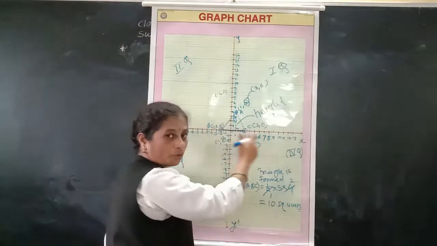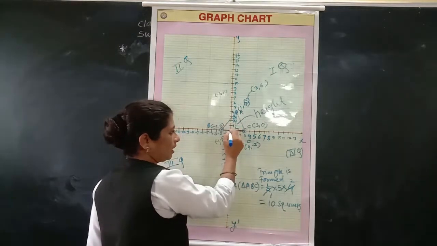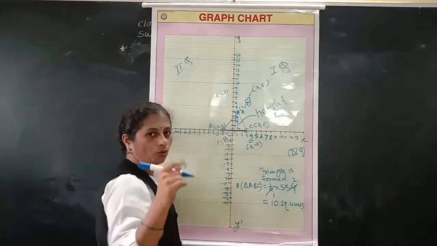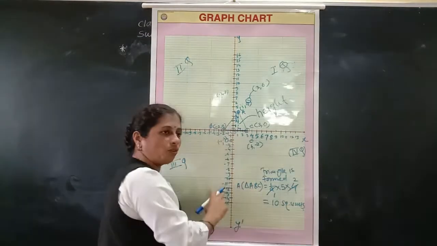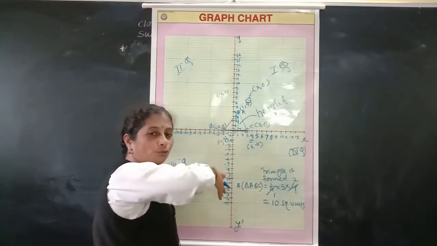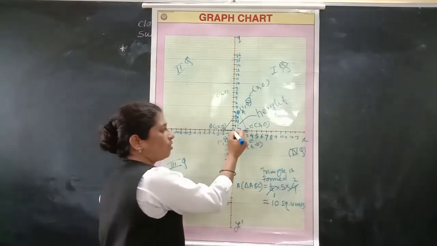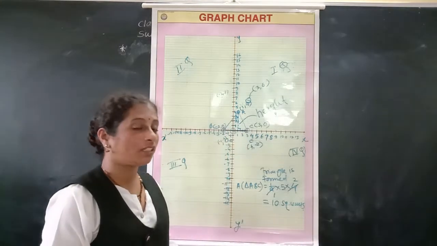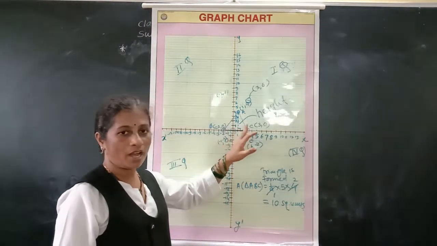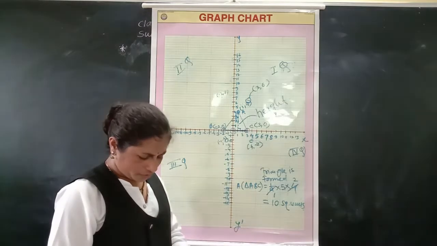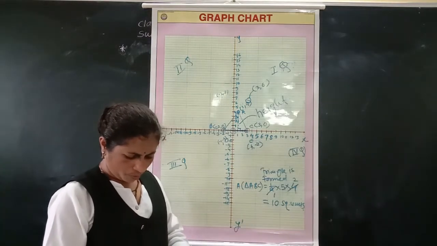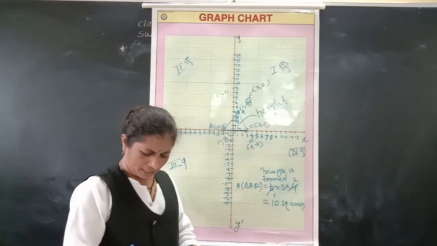Understood everyone? Now next question: write the name of the point where the horizontal and vertical lines intersect. The vertical line and horizontal line intersect each other. That point is called what? Origin. Correct. This is the origin, the point of intersection of the two axes, horizontal and vertical. That is called the origin. Okay. And what are the coordinates of the origin? 0, 0.